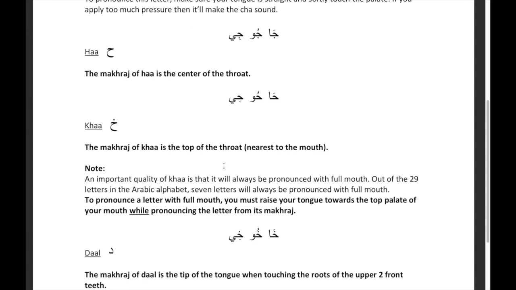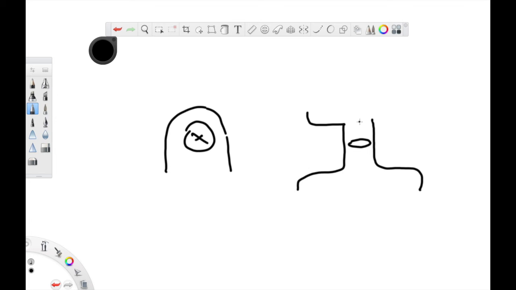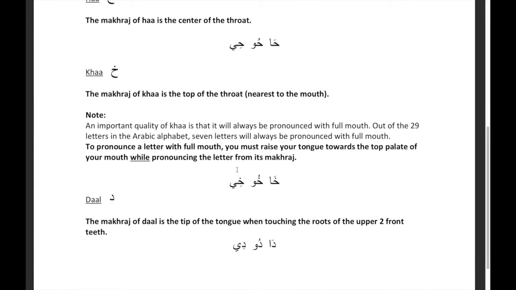The next letter is kha. The makhraj of kha is the top of the throat nearest to the mouth. So the top of the throat nearest to the mouth is right here. Kha, hu, hi. And an important quality of this letter is that it will always be full mouth.